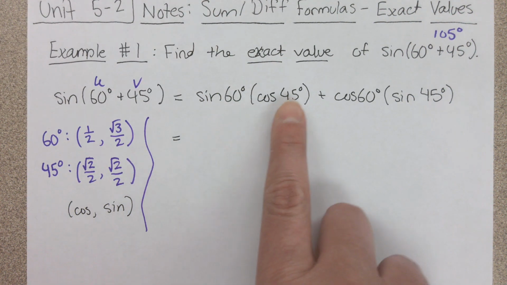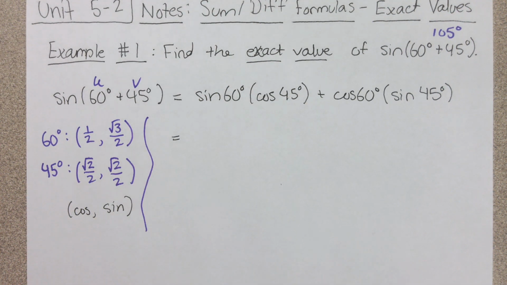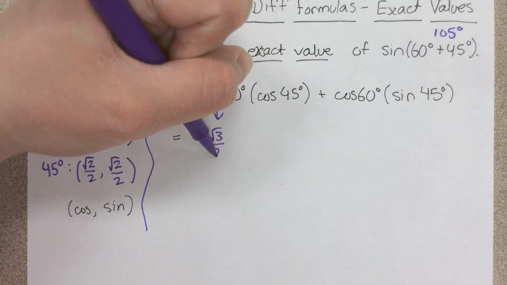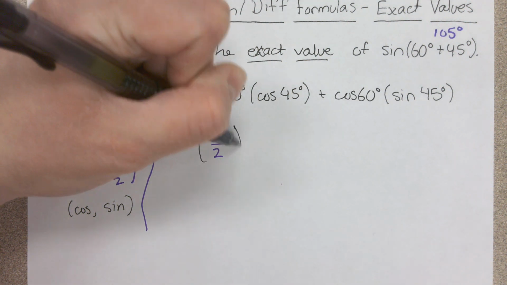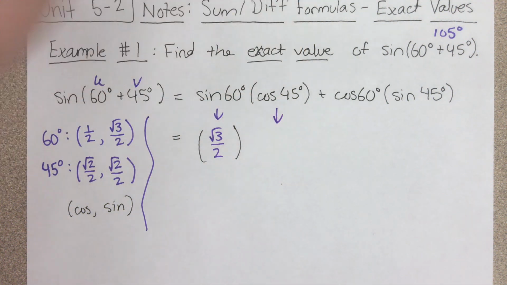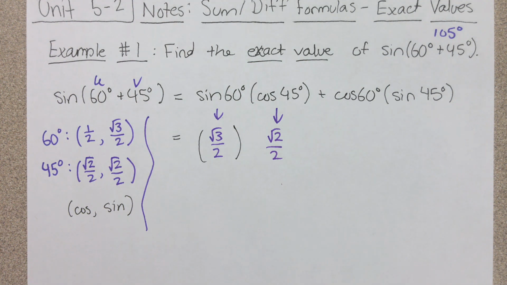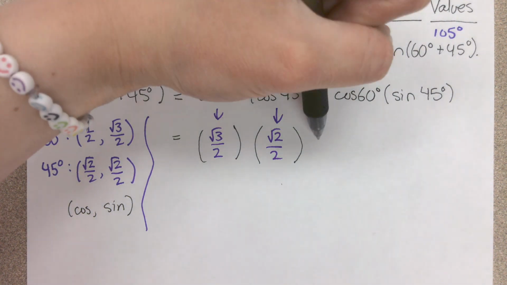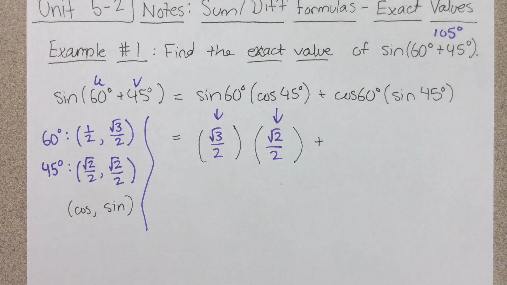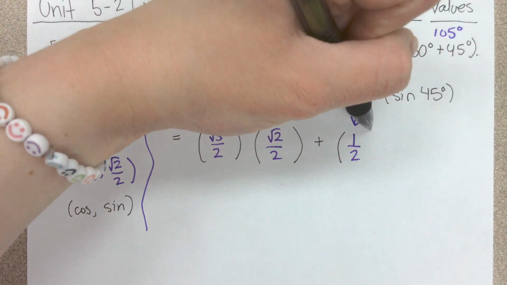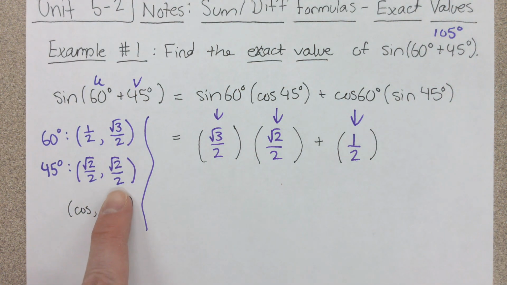So we can replace each of these trig functions with their value from the points. Starting with sine of 60, it's the y value, rad 3 over 2. Cosine of 45, the x value, rad 2 over 2. Plus, and we'll repeat that with the next two. Cosine of 60, it's the x value, 1/2. And sine of 45 is also going to be rad 2 over 2.